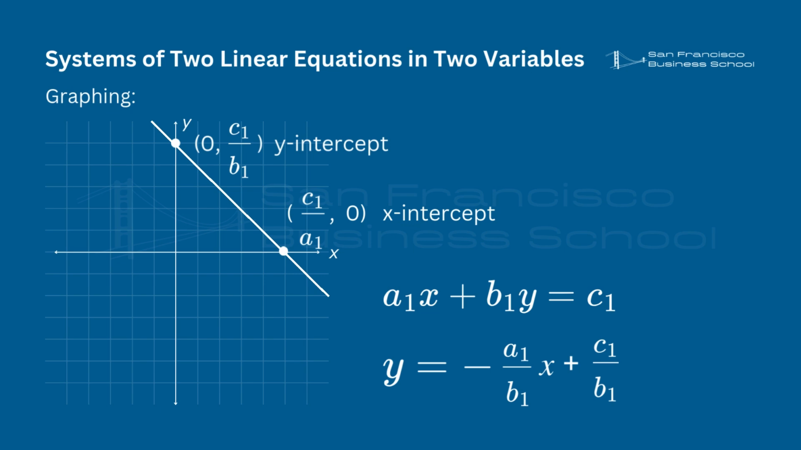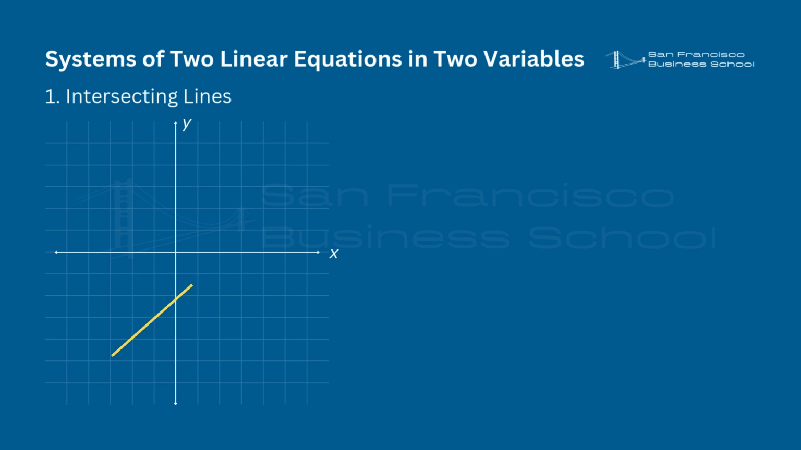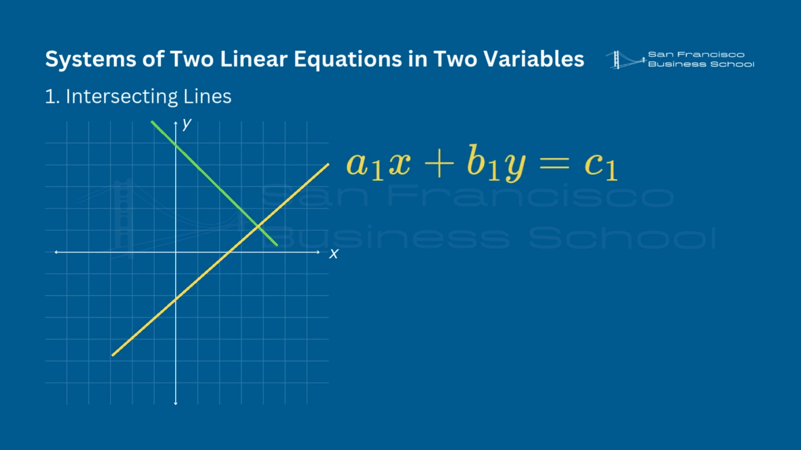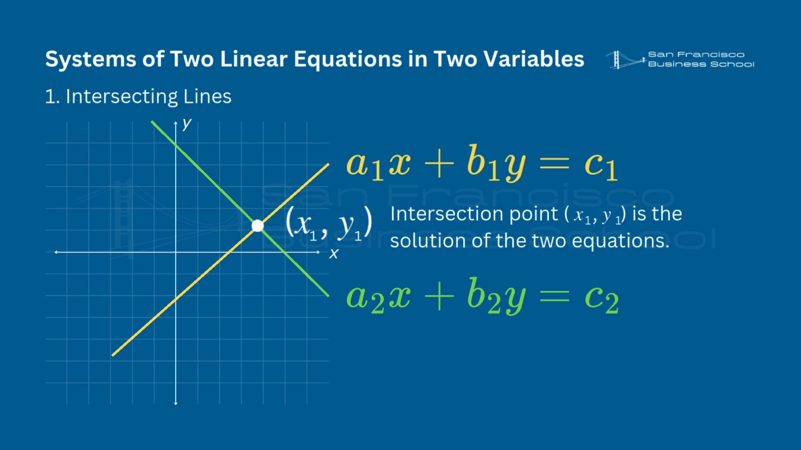There can be three types of relationships between the two lines. 1. Intersecting lines. The slopes of the two lines are different, and the lines will intersect exactly at one point. We can substitute one equation into the other to find the intersection point. The intersection point, x1, y1, is the solution of the two equations.